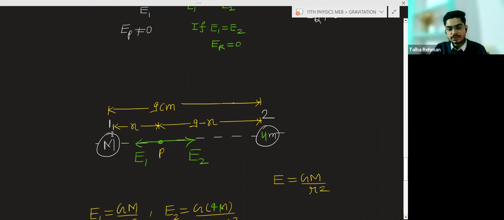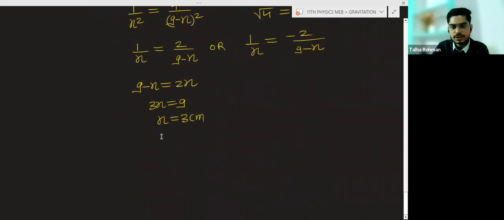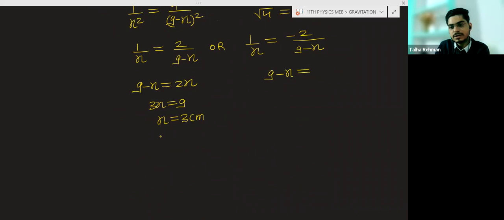What is the reference? Means from where you have taken the distance. You have taken the distance from this mass m, so you will consider this as origin. In this direction, the distance is coming out to be positive. So basically, this point P is at a distance of 3 centimeter from this mass M, where the gravitational intensity is 0.